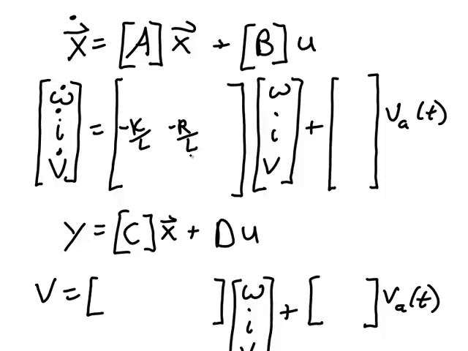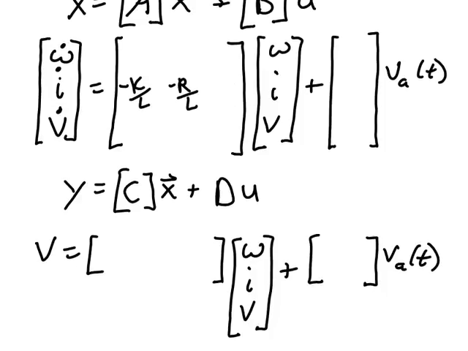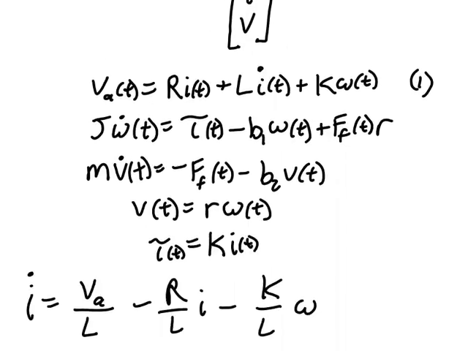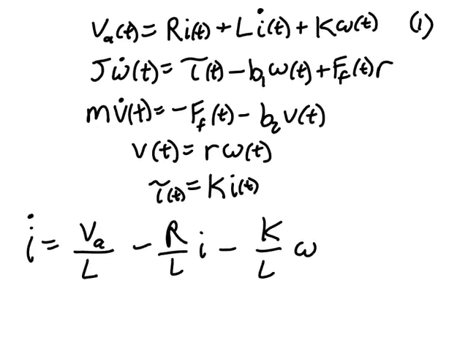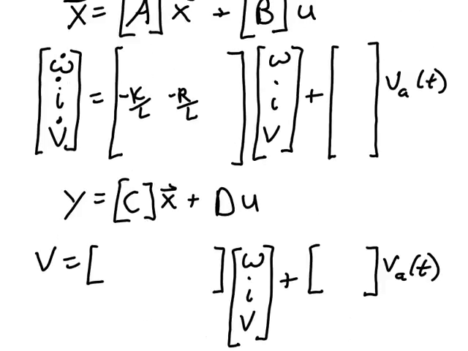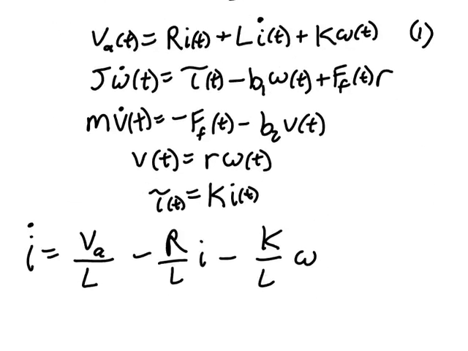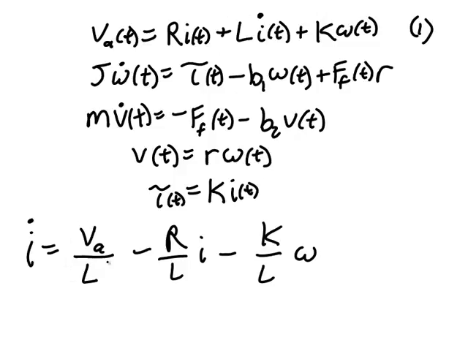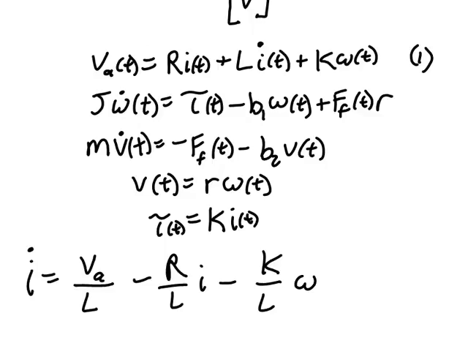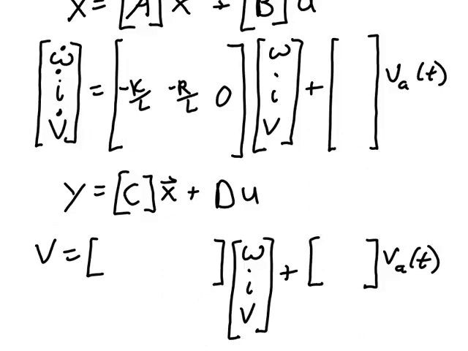And then I need the coefficient that goes in front of velocity. I have no velocity in my equation, so that coefficient is going to be 0. And lastly, I need the coefficient that goes in front of my input, VA. That coefficient comes from right here. It's going to be 1 over L. Okay, so I'm completely done with this whole row.